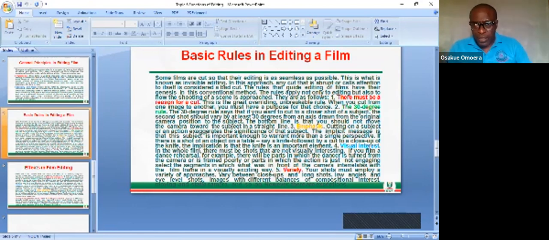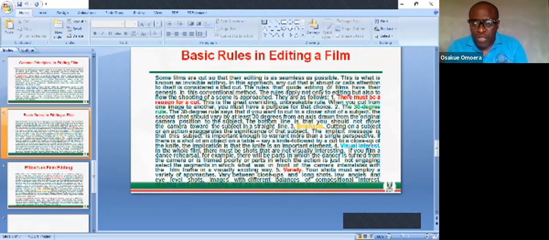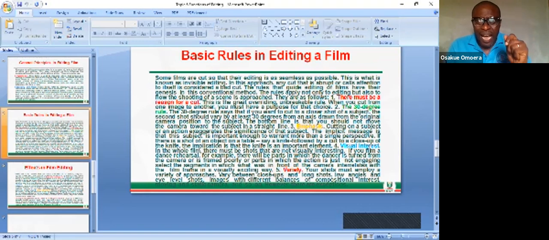2, we talked about the 30-degree rule. The 30-degree rule says that if you want to cut to a closer shot of a subject, the second shot should vary by at least 30 degrees from an axis drawn from the original camera position to the subject. The point being made here is that you should not move the camera towards the subject in a straight line. So you must be conscious of this in order to achieve that aesthetic, okay?